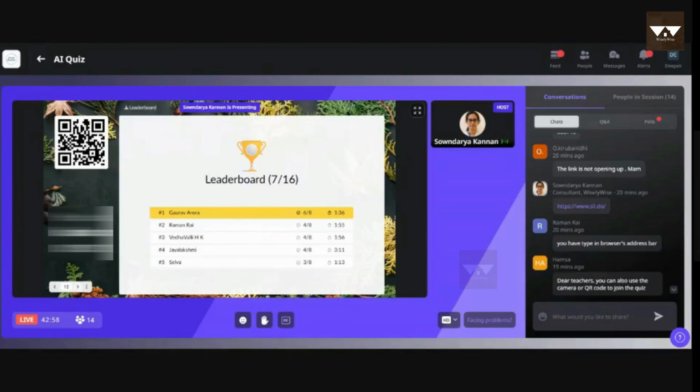Okay, so we have a leaderboard till now. We have the top 5 players. Gauravji, congratulations, you stand first. Second comes Ramanan Rai ji, and third is Veda ma'am. Fourth is Jayalakshmi ma'am, and fifth is Selva sir. Congratulations. This is purely to encourage you and to make you play better. Still, we have half the questions left. This is the result for the first half, so the position can change anytime going forward. We'll move on to the next question now.